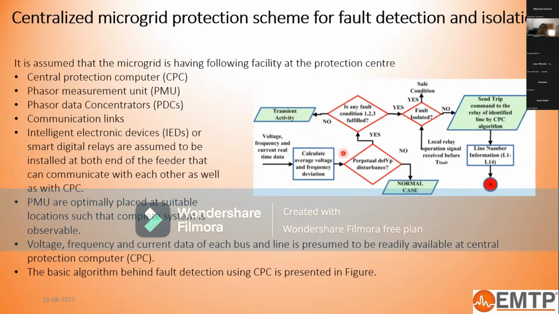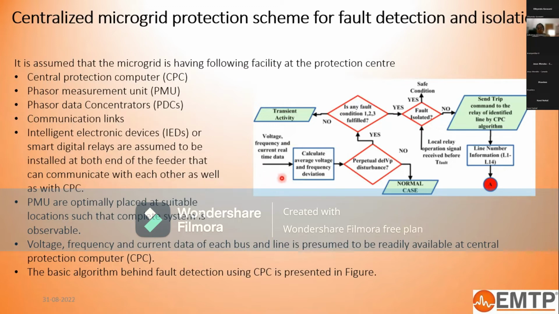Now let us quickly discuss the protection scheme. We assume that the protection scheme has various facilities such as a central protection computer, PMUs, PDCs, that is phasor data concentrators, strong communication channels, IEDs, and smart devices where the devices can interact with each other and all the data and information is easily accessible to us.